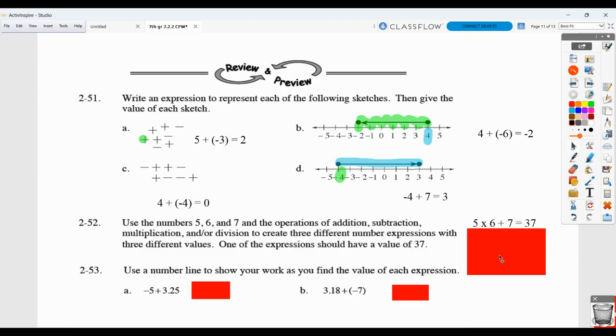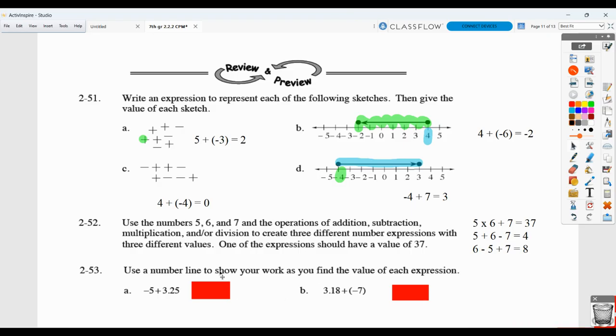But the one I did that had a value of 37 was 5 times 6, which of course would be 30, plus 7 would equal the 37. Again, I've used multiplication and addition, and I've used only these numbers. Another one I did was 5 plus 6 minus 7, which would be 11 minus 7, or 4. And then I did 6 minus 5 plus 7, giving us a value of 1.